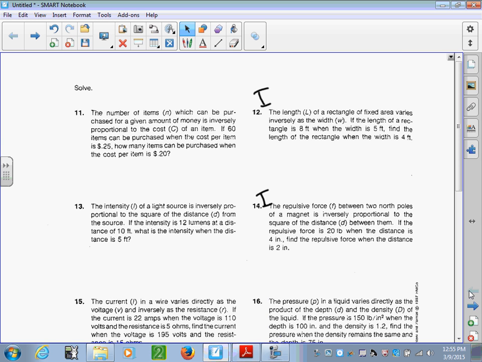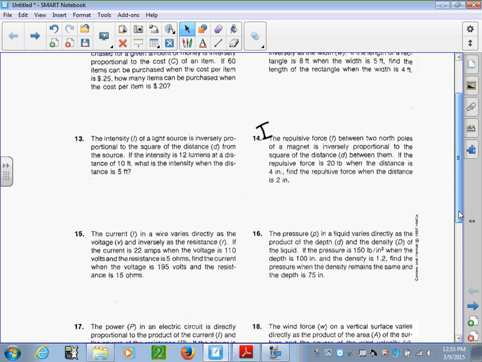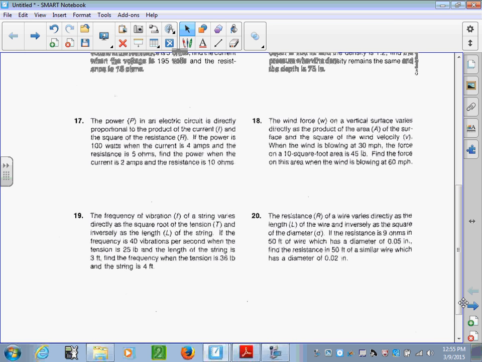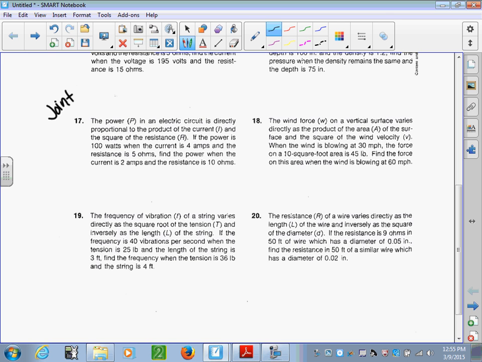Let's do 17. We'll do 17 as an example for joint. Okay, so 17 is a joint. So I'm just doing one of each kind. We did direct, then we went to inverse, now I'm going to do a joint. So the power P in an electric circuit is directly proportional to the product of the current and the square of its resistance. Okay, so let's write this equation.